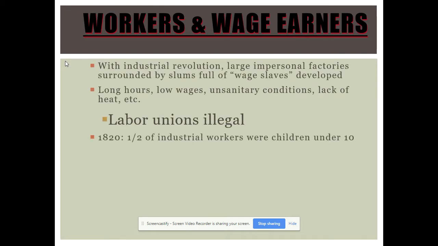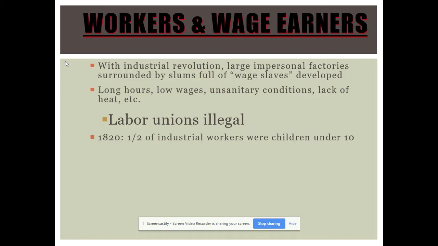In fact, the critics in the South who favored slavery over industrial workers called the industrial workers wage slaves. Now, labor unions were viewed as illegal because if you went on strike, it would shut down production. They viewed that as restraint of trade and therefore unconstitutional. So later in American history, labor unions are going to be legalized.